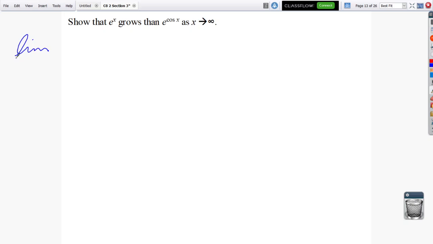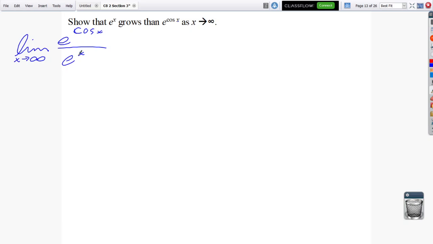So we've got the limit as x approaches infinity of, we'll put e to the cosine of x up top and e to the x on the bottom. Now here we have e to the cosine of x over e to the x. We want to figure out which one grows faster or slower. I have no clue yet.